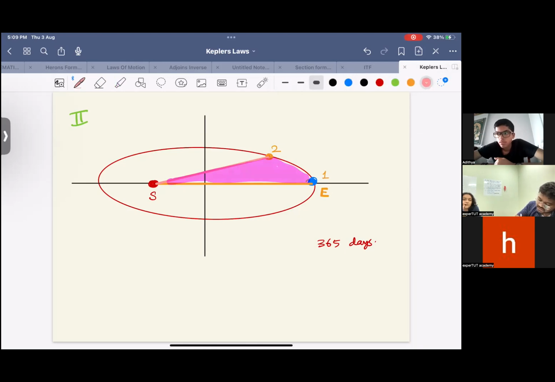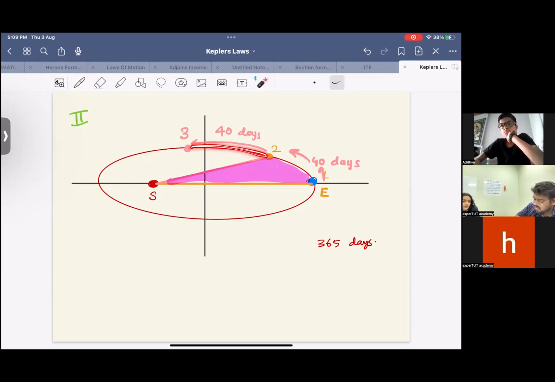Right? Let's say from 1 to 2, it took, let's say 40 days, okay? That's an example. So Earth was at place number 1, and then at place number 2, it was 40 days afterwards, okay? Then you wait for more 40 days and the Earth would have gone to position 3. This is again 40 days from position 2.